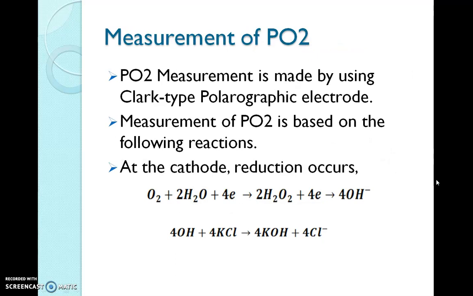At the cathode, reduction occurs. O2 plus 2H2O plus 4e gives 2H2O2, that is hydrogen peroxide, plus 4e gives 4OH minus, which is hydroxide. After that, 4OH minus plus 4KCl, that is potassium chloride, gives 4KOH plus 4Cl, where KOH is potassium hydroxide, plus chloride.